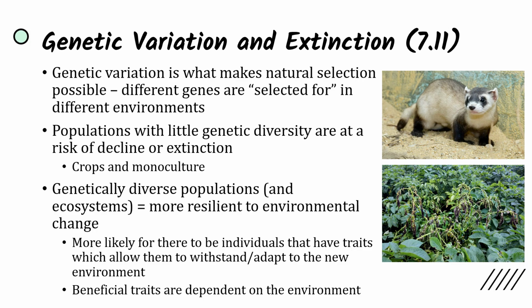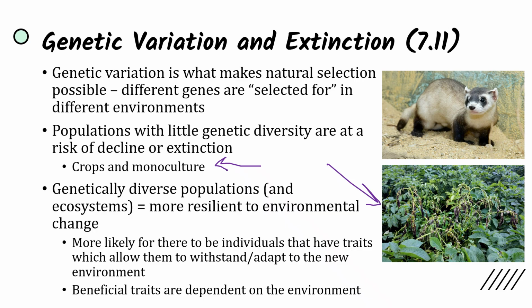And populations with little genetic diversity are at a risk of decline or extinction because they don't have this variation. So if the environment suddenly changes, they might not have an individual with traits that can adapt to it. And so this is the issue with having things like crops in the form of monoculture, where a single crop, possibly even a genetically identical crop, could be planted on a field. And so if one crop is going to be affected by disease, then so are all the other crops, because none of the crops are going to have a trait that could help them be resistant to this disease, because there is very little genetic diversity. And we get things like the Irish potato blight.